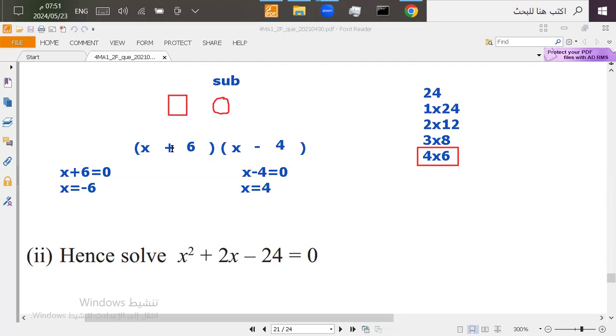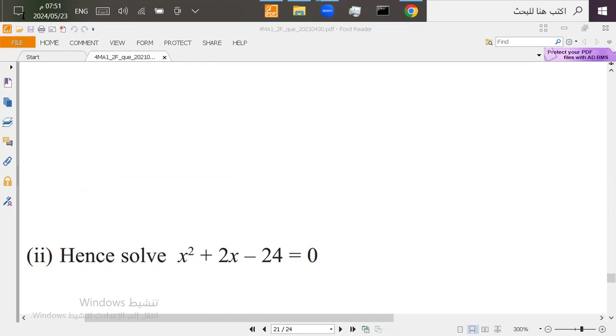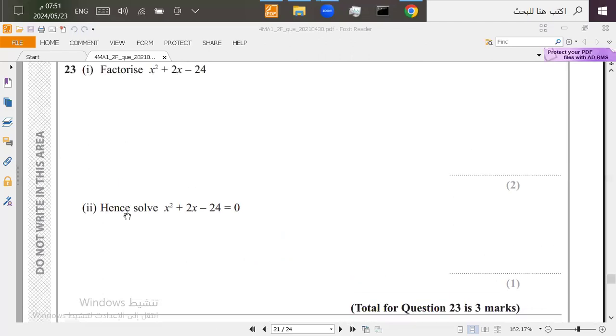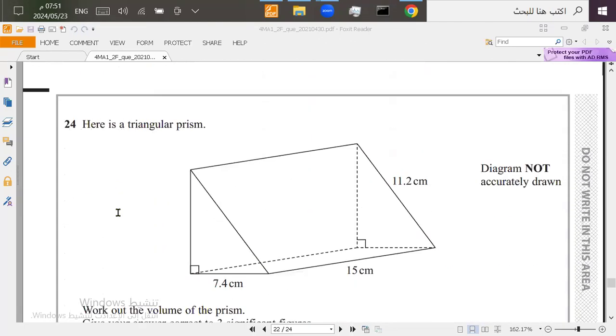So the factorizing will give you positive 6 and negative 4. And then the solving part, it means the opposite, which is negative 6 and 4. And this is how you answer a question like this. So focus on factorizing and focus on solving. Now let's move on to the next question. Okay. So factorizing and solving are very important. You have to focus on them.